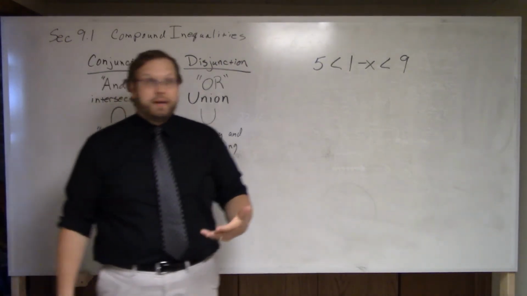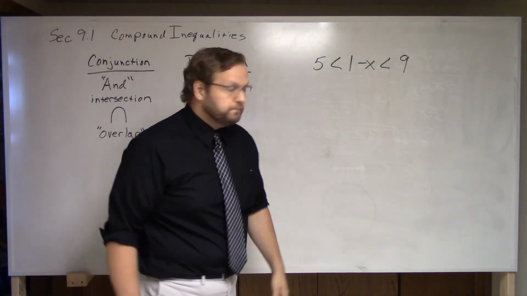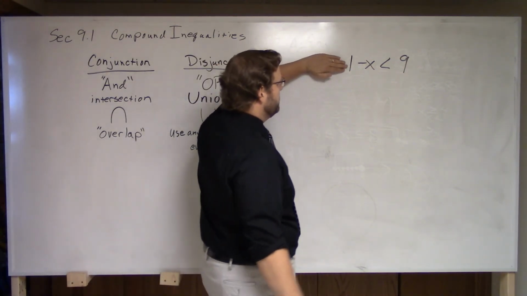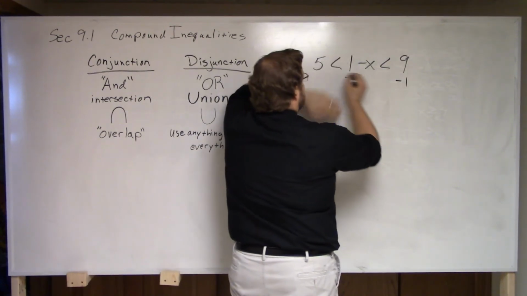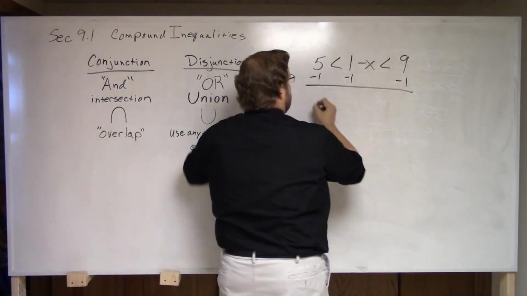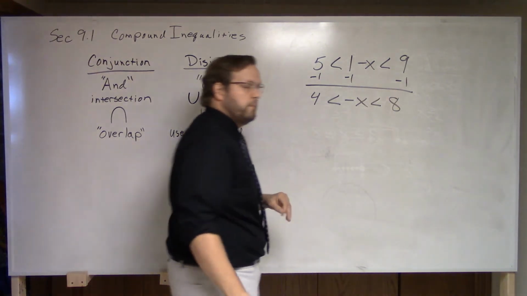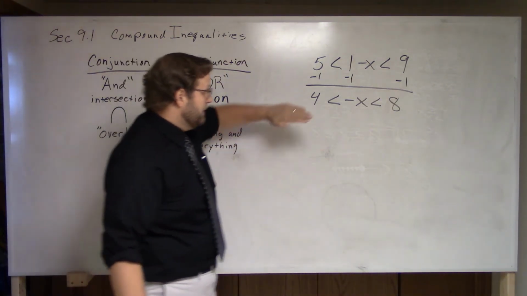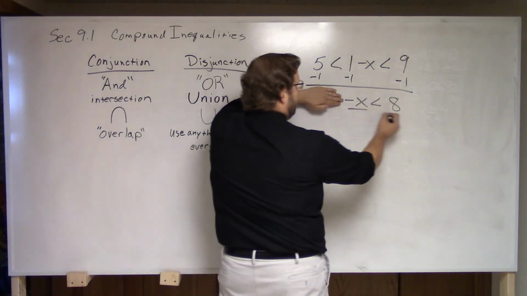Now in this case, we're back to that three-sided inequality. We know it's a conjunction. Let's solve this. I'm going to cover this up for a second. How would I solve that? I would probably subtract a 1 to get 4 less than negative x less than 8. Again, I'm covering this up just to kind of visualize what's going on. How would I solve this? I would divide by a negative 1.